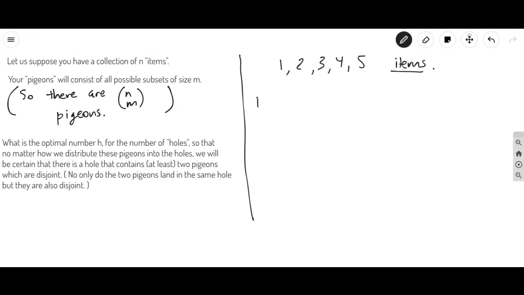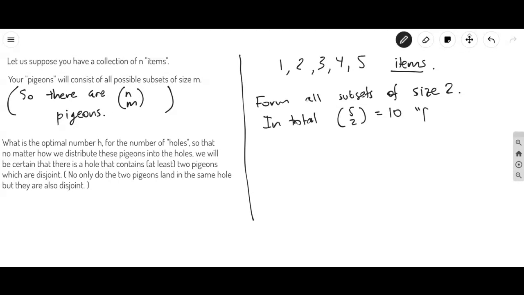And then we're going to form all subsets of size 2. So in total, we would have 5 choose 2, which is 10, and these are going to be our pigeons. So let's write out what the pigeons are. I'm going to write 1, 2. Now when I write 1, 2, we should understand that this is the set containing 1 and 2, but I do not want to write that, so I'll just write 1, 2.